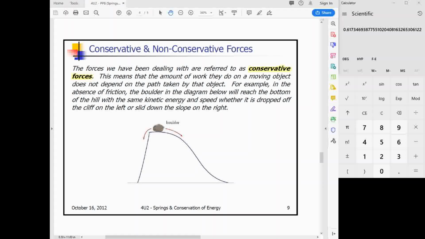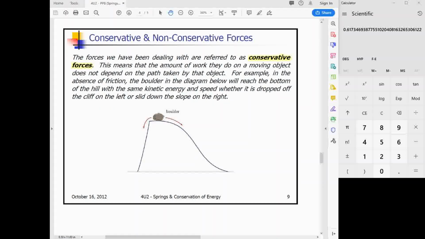So let's continue on with this lecture. There's just a little bit left. We talked a bit about this earlier, but there are types of forces that we refer to as conservative and non-conservative forces.